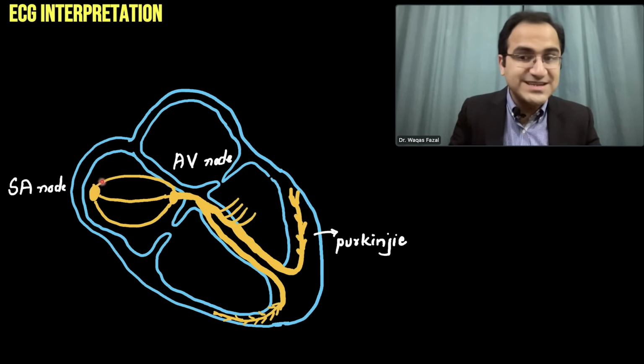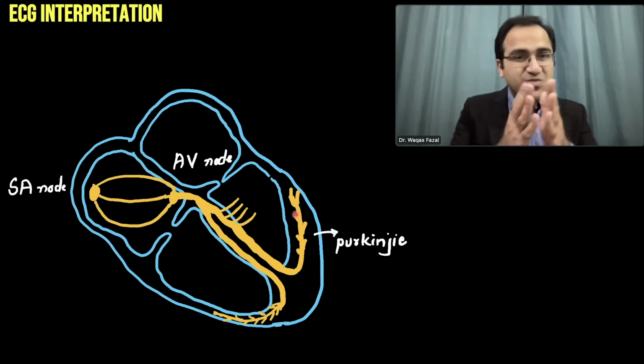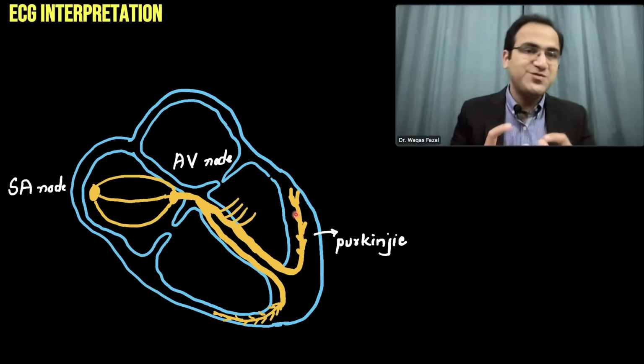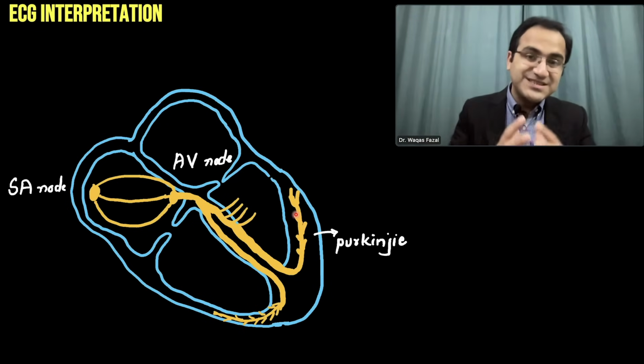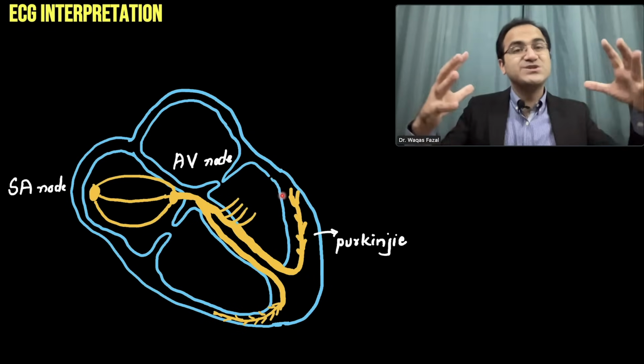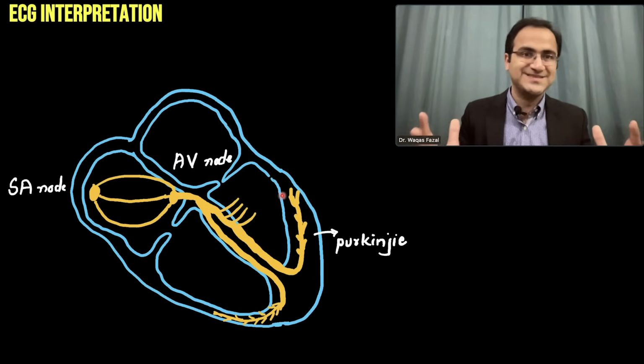Those electrical signals travel from the SA node towards the AV node, and the AV node sends those signals toward the ventricles and causes contraction of the ventricles. It sends signals via the right bundle branch and left bundle branch. These bundle branches further divide into small fibers called Purkinje fibers, and when the electrical signal goes through these fibers, they cause contraction of the ventricles.